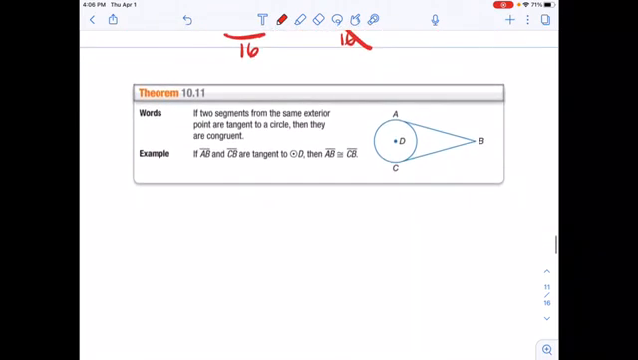10.11: if 2 segments from the same exterior point are tangent to a circle, then they are congruent. So a couple things you have to know. You have to know that they come to the same exterior point. You also must know that these are both tangent lines. If they're not, this doesn't work. But if you know those 2 things, you know that these segments are congruent. Okay?